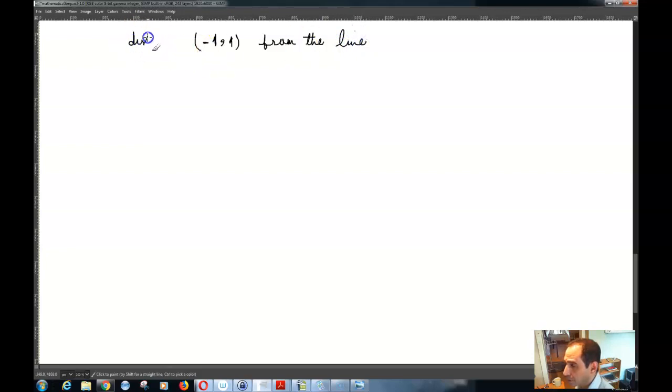So the distance from the line 12 times (x plus 6) is equal to 5 times (y minus 2).